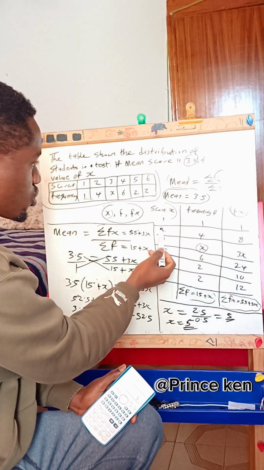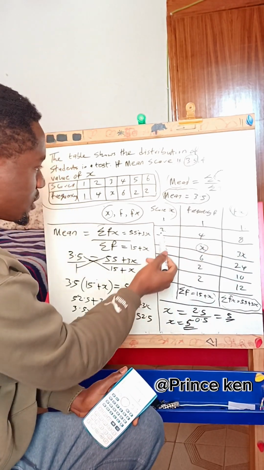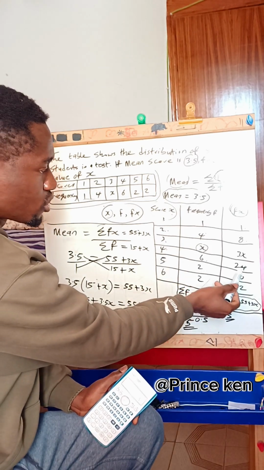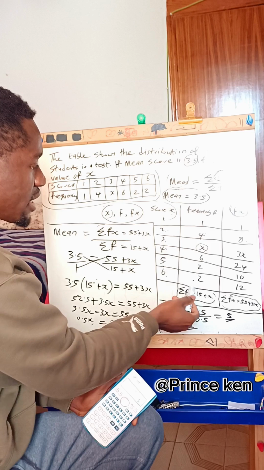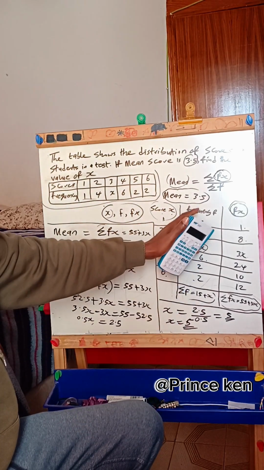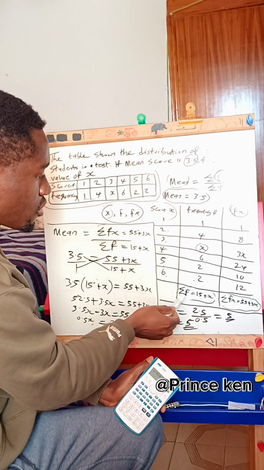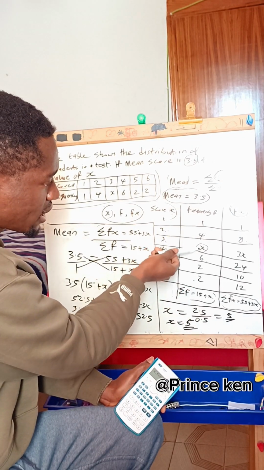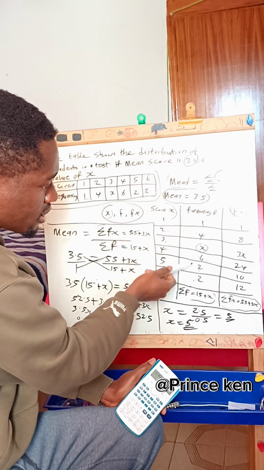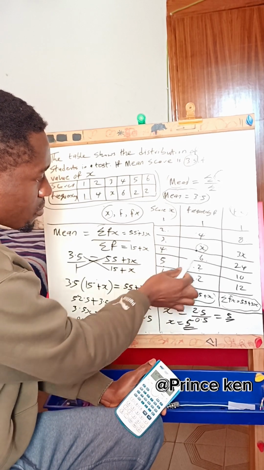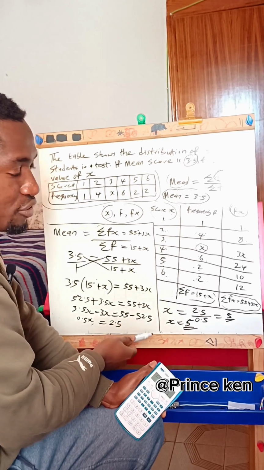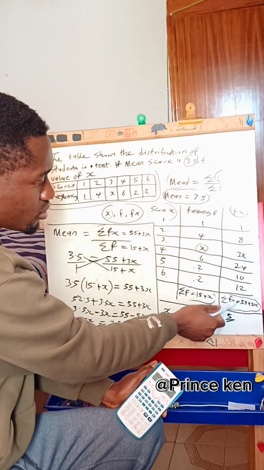So to get this fs, you have to multiply score s and frequency f, which is 1 times 1 will give you 1. 2 times 4, 8. 3 times x, 3x. 4 times 6, 24. 5 times 2, 10. 6 times 2, 12. After getting the fs, now you have to get the summation of f. That means you will sum all the values of f together. So when you sum 1 plus 4 plus 6 plus 2 plus 2, it will give 15. Then plus x, that is your summation of f. Then you have to do the same thing here to give you this.